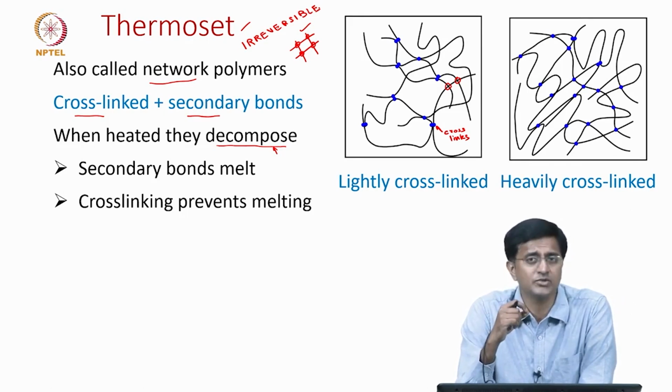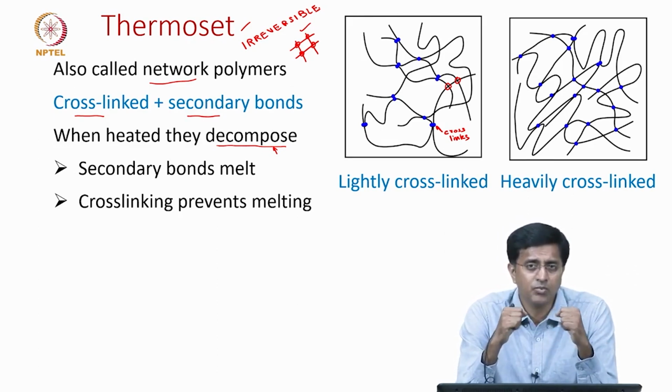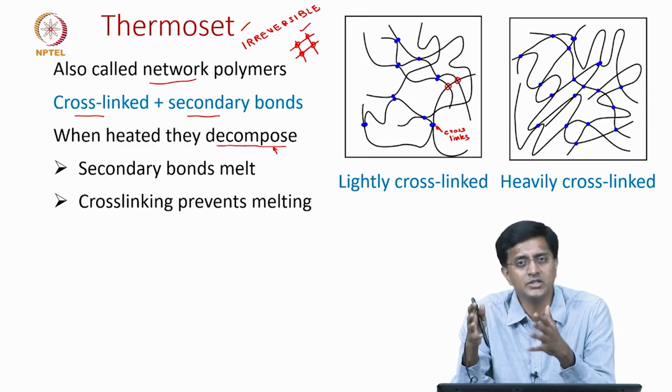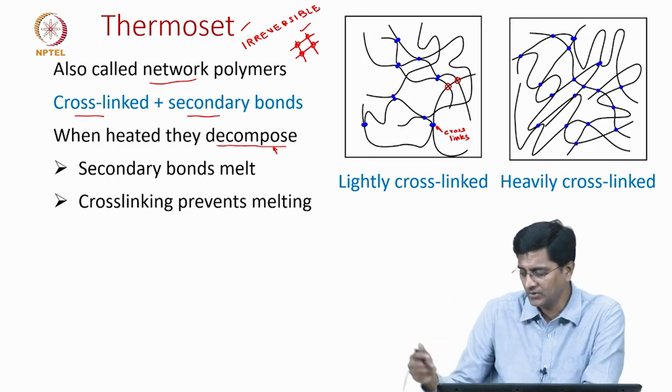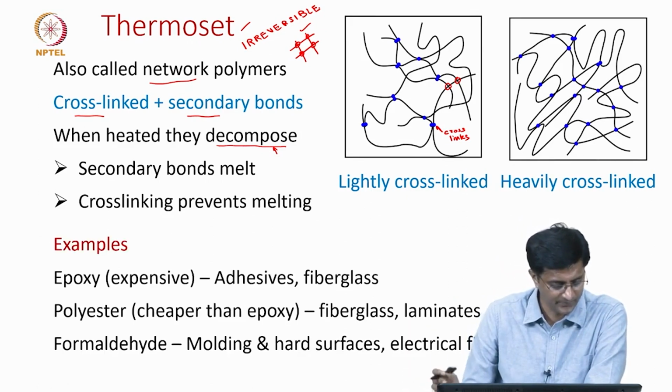But the reason why thermosets are very popular is because of these crosslinks or the networks, these polymers are much stronger compared to thermoplasts. Because these are much stronger, they are used in the structural applications. So, let us see that through some examples.